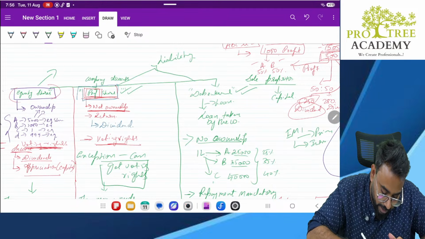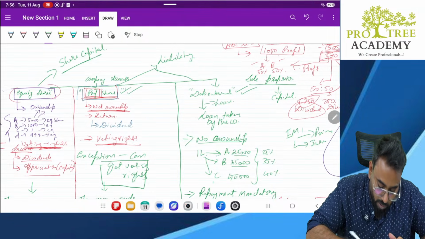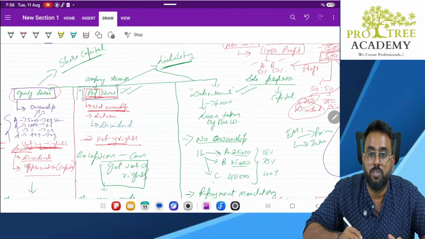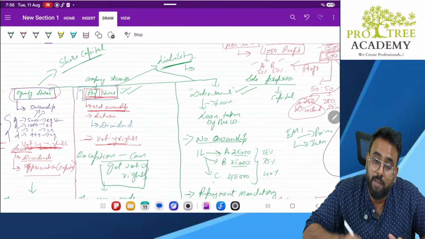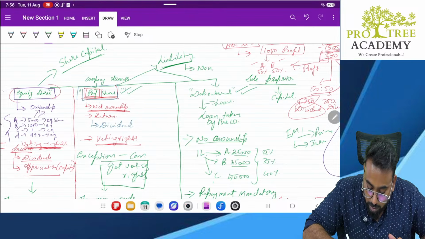This will only be considered under share capital. This will be shown under liability. Under liability, what head, sir? Non-current liability.